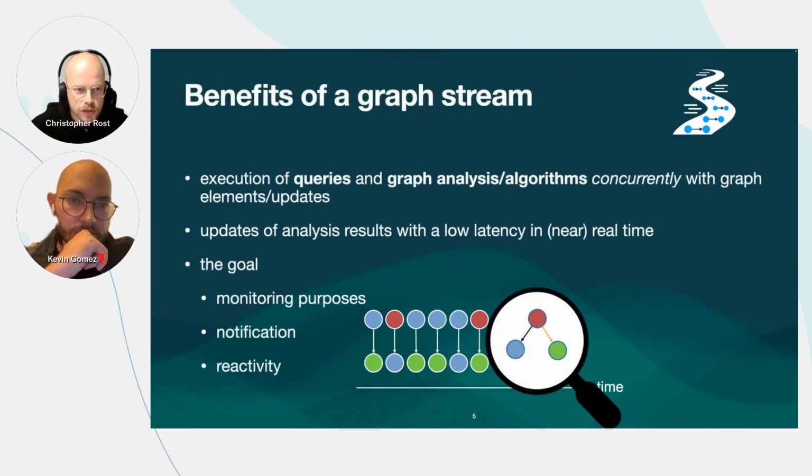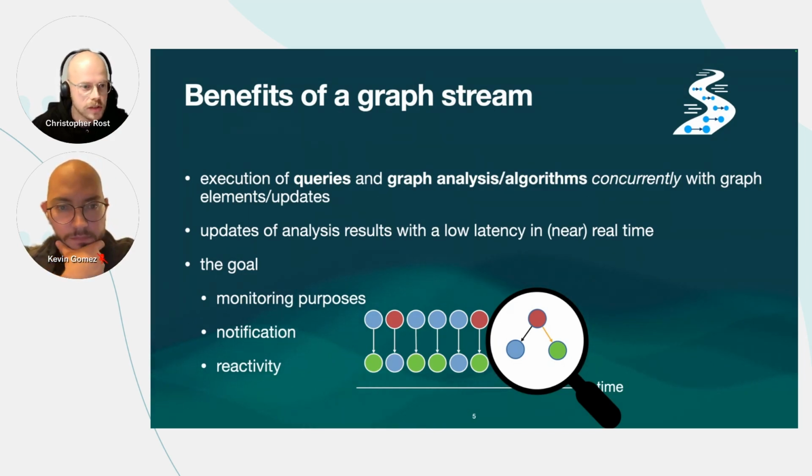So the benefits of seeing a graph in the streaming model, I think, are quite clear. We are not limited to one-time query execution, but we can execute queries and graph analyses concurrently with the graph elements or graph updates that arrive. And then we get updates of the analysis results with a low latency, in near real time. So we don't have to wait or execute them once a day. We get them in real time.